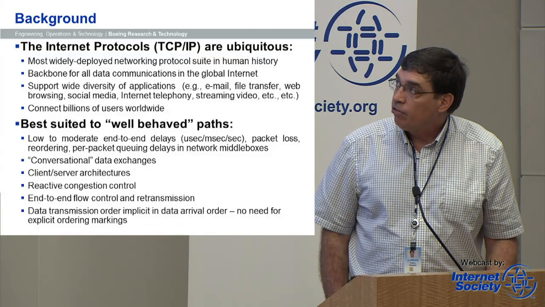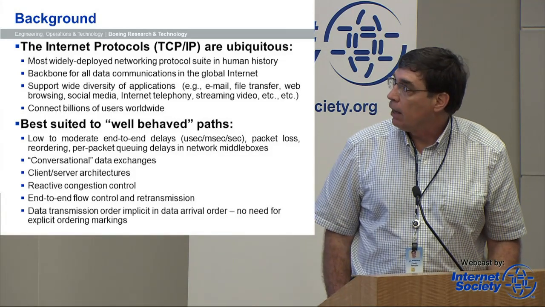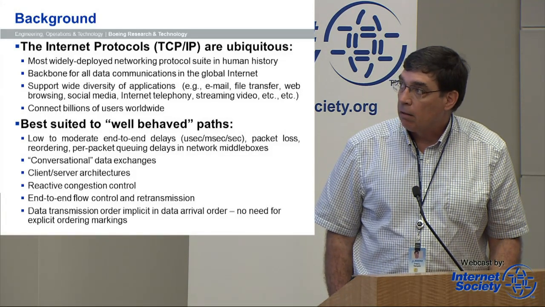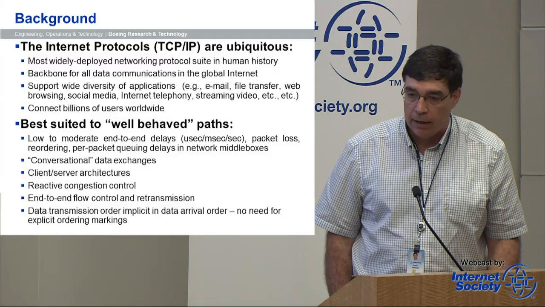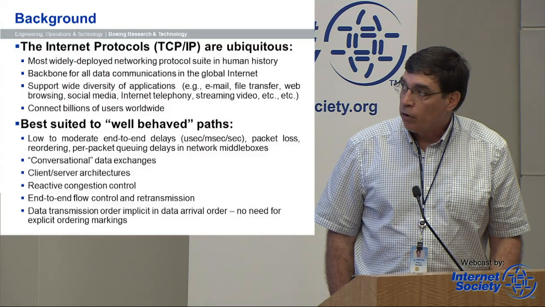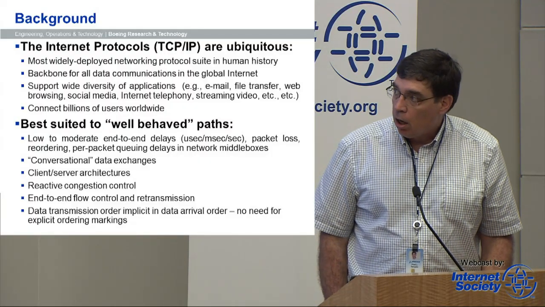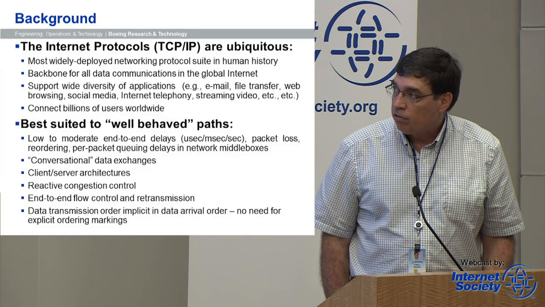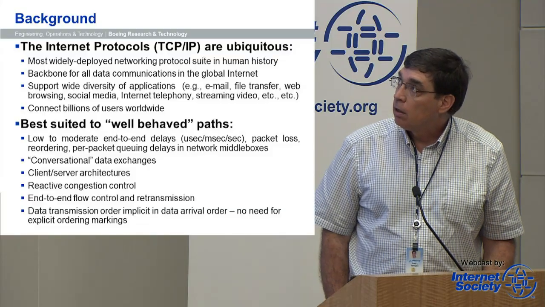But they're best suited to well-behaved paths where we have low to moderate end-to-end delays, low to moderate packet loss and reordering, and per packet queuing delays in network middle boxes that are, again, nominal. Good for conversational data exchanges, client-server architectures, reactive congestion control, end-to-end flow control. But let's go to the next chart.